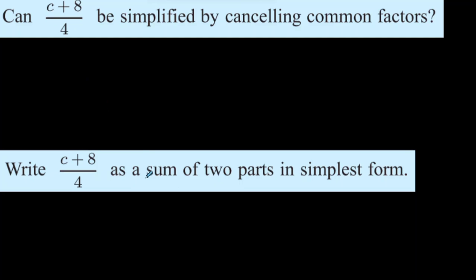Unless we come down here and we want to write this as a sum of 2 parts. Okay, so that is our sum of 2 parts. My first part is c over 4, and my second part is 8 over 4. C over 4, I can't do anything, I can't divide, but 8 over 4 I can. So that's going to end up being c over 4, and 8 over 4 is just 2. So these are my 2 parts, a sum of 2 parts. That's my expression there.